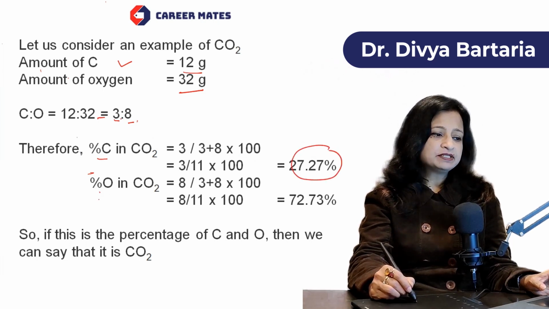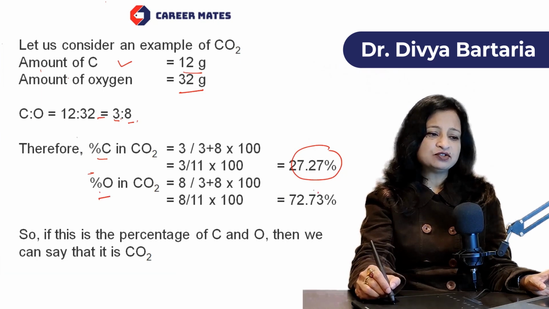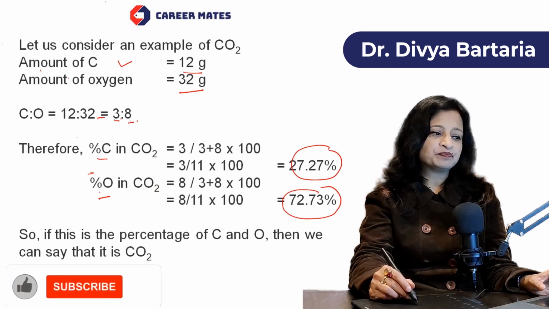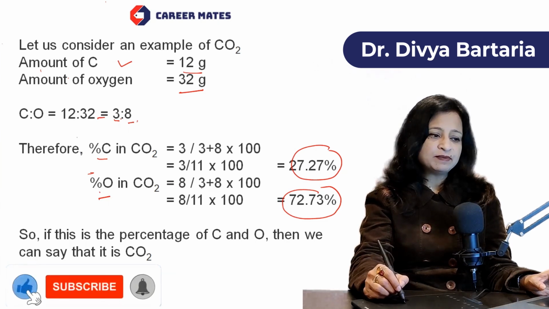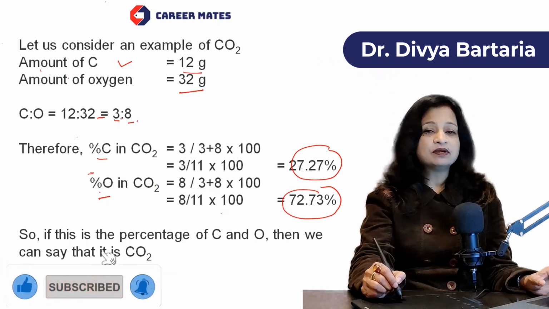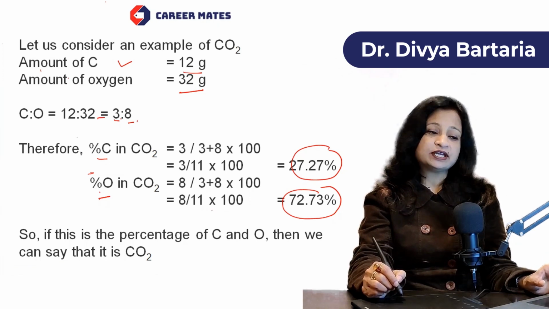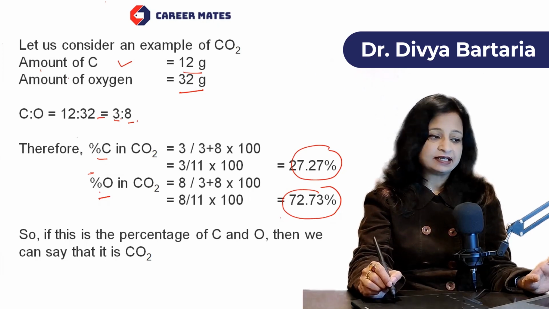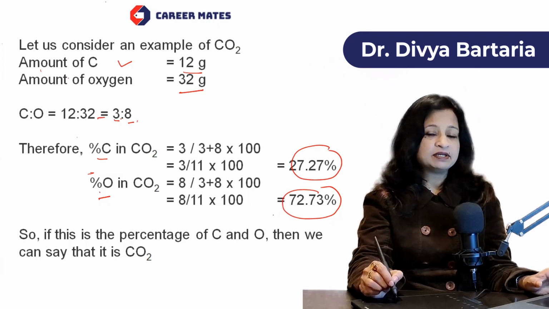27.27%. Then the percent of oxygen is equal to 72.73%, because the mass of oxygen is 8, so 8/11 into 100. Now if the percentage ratio of carbon and oxygen is like this, 27.27 is to 72.73, then that means we can say that it is carbon dioxide.